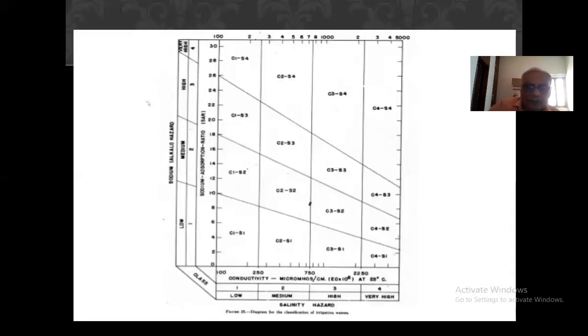So there are classes: low, medium, high. These are the classes of the water. Suppose we have C4 and S4 underground water, then that water cannot be used for agriculture because it contains high sodium content as well as high salinity content.